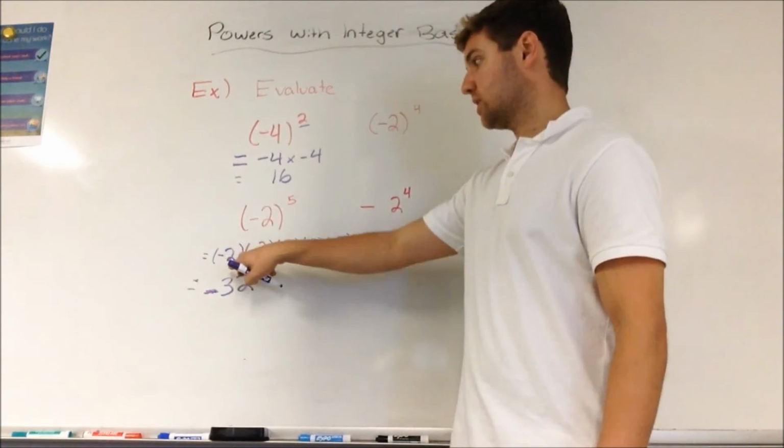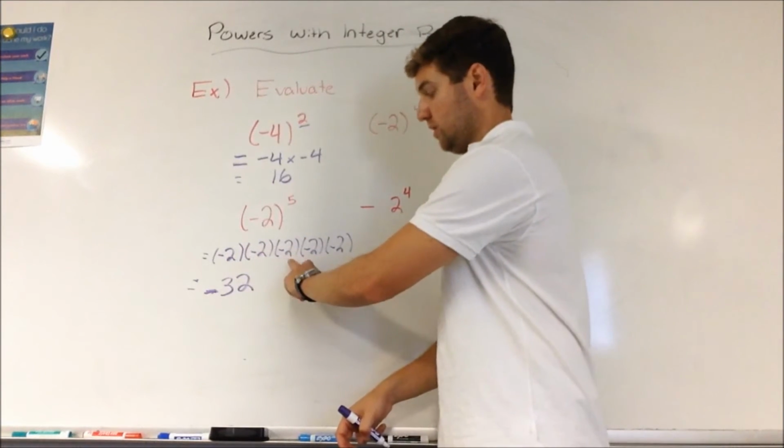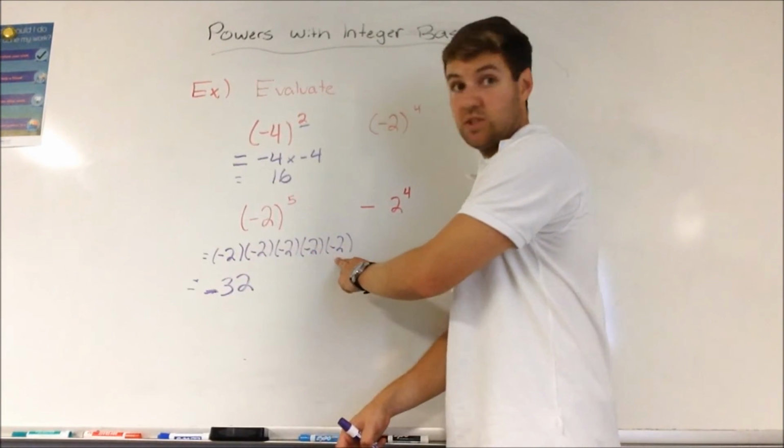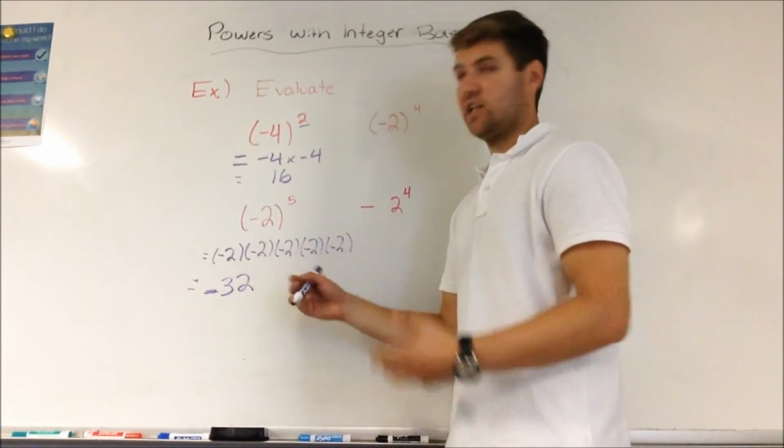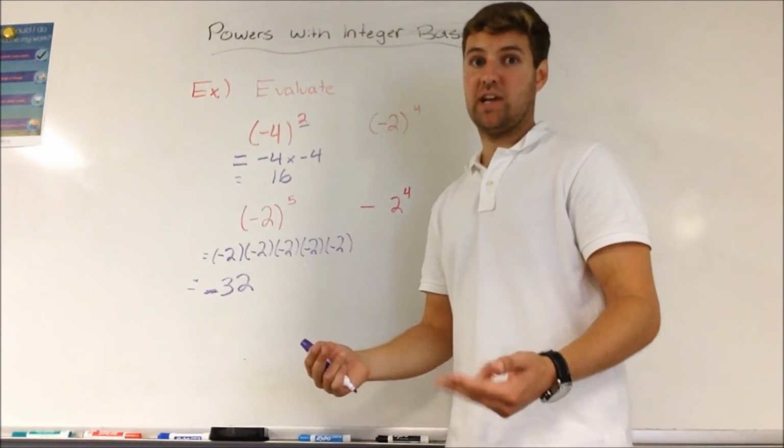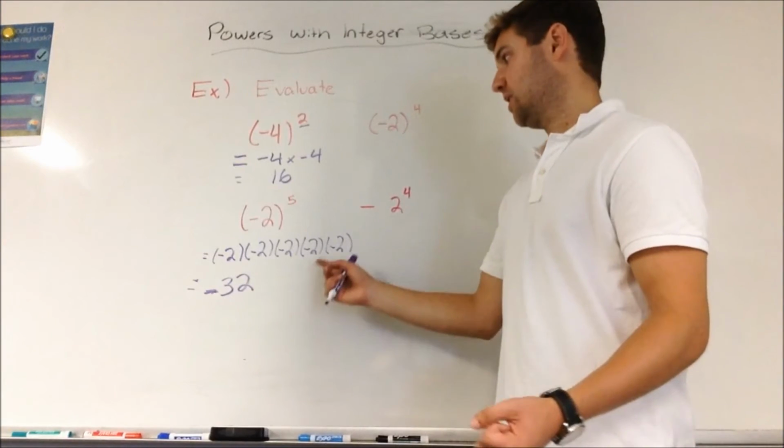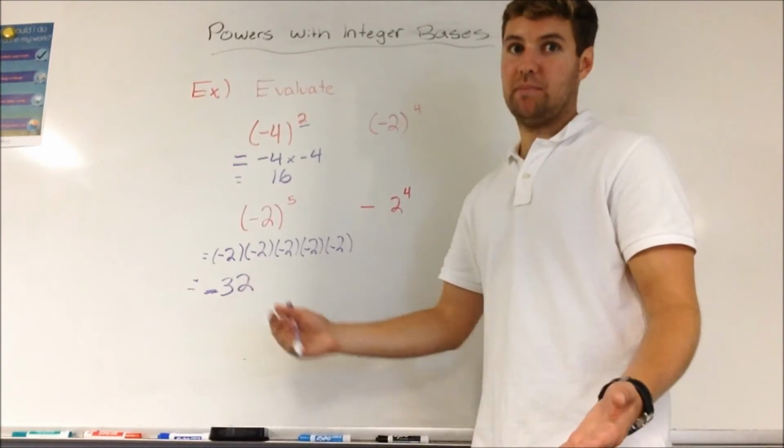Another way you can think about it is these two negatives cancel out, these two negatives cancel out, and so this negative is left. Alright, because every two negatives becomes a positive. So every even number of negatives cancels out and becomes a positive number. And we're just left with this little odd one that makes our answer negative.